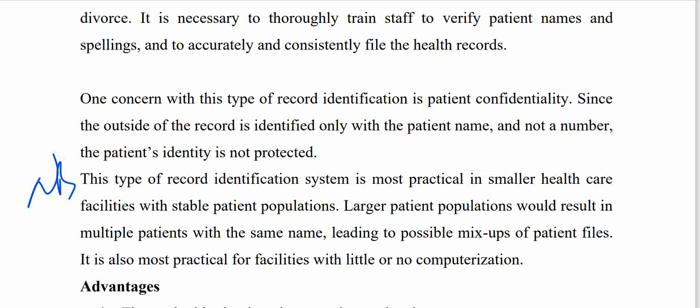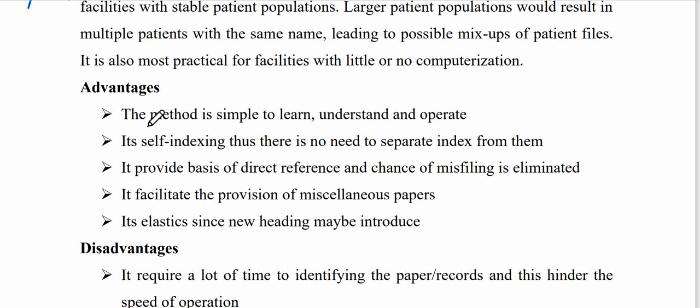Okay, so now let's look at the advantages of the alphabetical filing system. Number one, the method is simple to learn, understand, and operate. Number two, it is safe indexing. Therefore, there is no need to separate the index from them. Now I said this, that the moment you're using this method, you don't need to make a cross reference. So that is how easy it is. It saves you some little time.